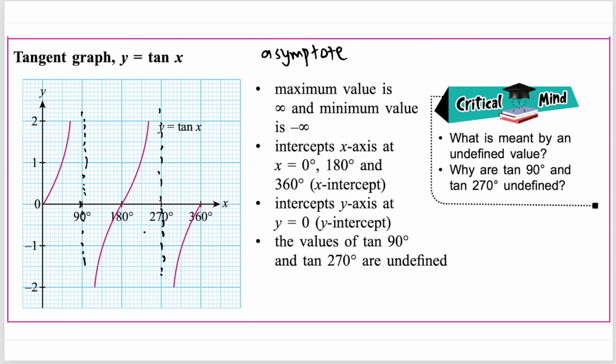You don't have a maximum value and you don't have a minimum value, because the maximum value is infinity, as it goes all the way up, and the minimum value goes all the way down, approaching the asymptote. You have x-intercepts at x equals 0, x equals 180, and also x equals 360. And you only have one y-intercept, which is at y equals 0. And the values of tangent 90 and tangent 270 are undefined. Why is it undefined? We're going to see here.